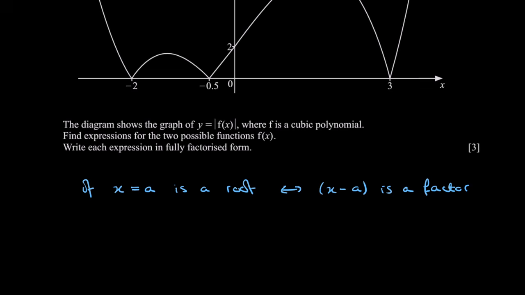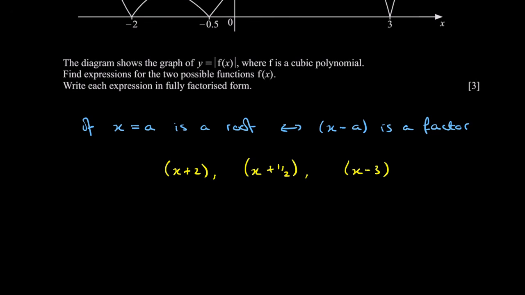So here what we've got is 3 roots, right? -2, -1/2, and +3, which means we also know the 3 factors. The factors will be x minus -2, which is x plus 2. And another factor will be x minus -1/2, which is x plus 1/2. And another factor will be x minus 3. Okay, so those are our 3 factors.